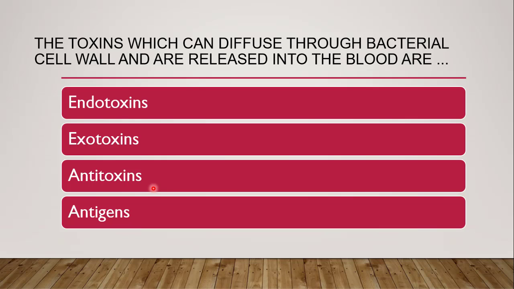Next question is, the toxins which can diffuse through the bacterial cell wall and are released into the blood are, whether they are endotoxin, exotoxin, antitoxin or antigen. So according to the description, they can diffuse through the cell wall and they can be released into the blood. That means they can come out. So the correct answer is exotoxins, exo is outside, and endo is within the bacterial cell. So the toxins which are released outside the bacterial cell are exotoxins.